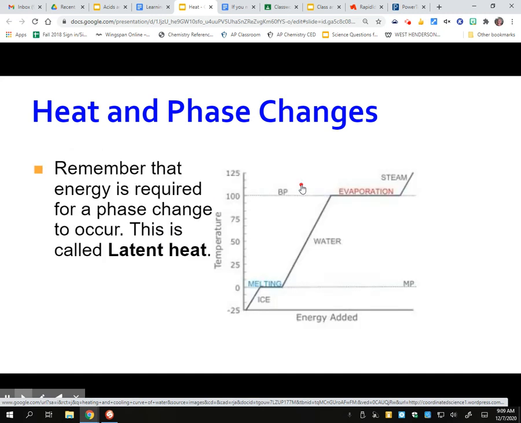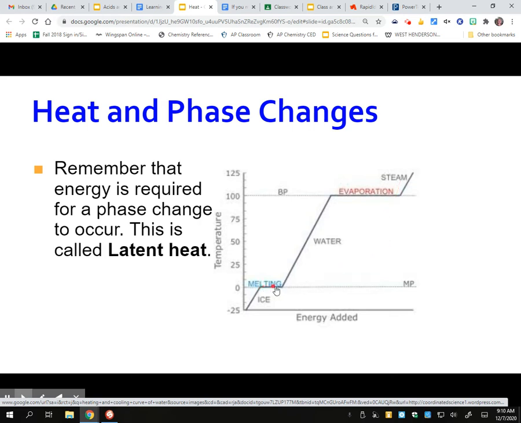Now, remember that energy is required to go through a phase change, and this is called latent heat. So on a graph, I say that the latent heat is the part laying down. It is the heat required to go through a phase change. And again, the heat that is being used during a phase change is going into breaking intermolecular forces, not bonds, and separating those molecules so that we can go from liquid water to steam. We have to break those hydrogen bonds in there.